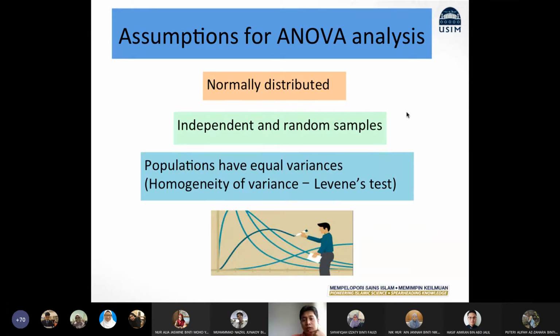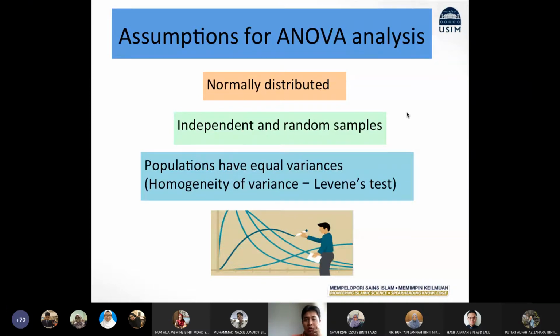And then population have equal variances. This is what we call the variance test or homogeneity of variance. We don't want our variance to have a heterogeneous character. So they need to have equal variance. Okay.